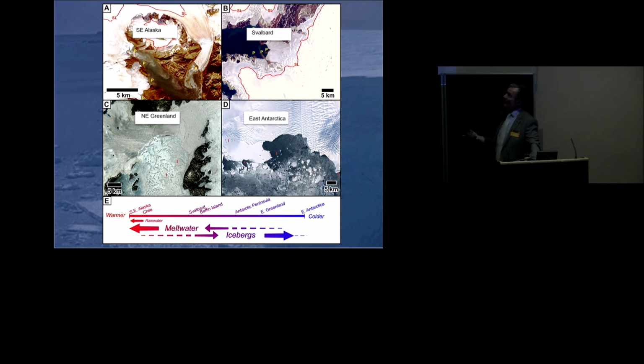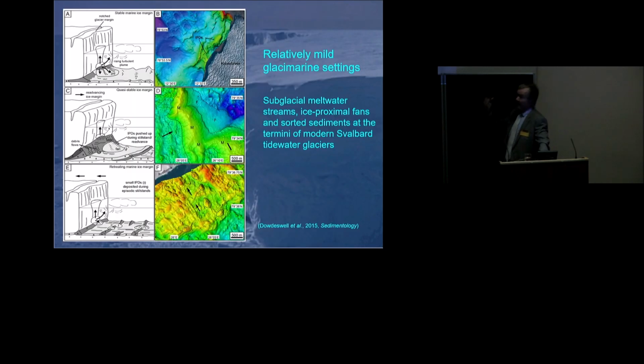That surface meltwater descends to the bed and provides an important mechanism for lubricating the bed and leading to fast ice flow. So, whenever we read about glacial marine sediments and sedimentation, the question is always where on this continuum from warmest to coldest glacier-influenced marine environment the particular example sits. This is one from Svalbard, which is meltwater dominated.